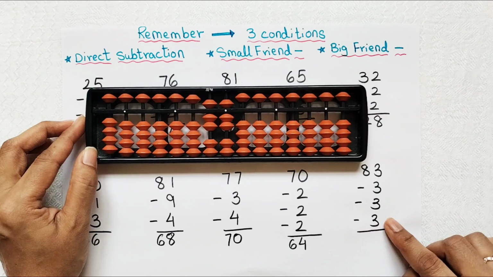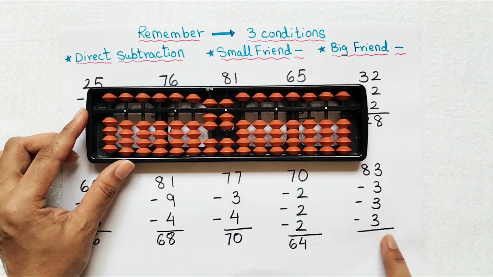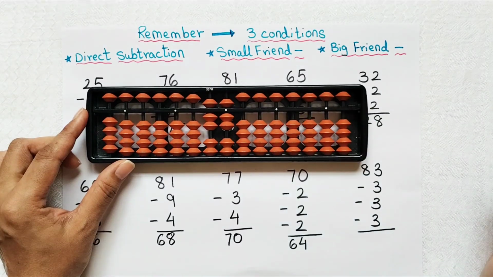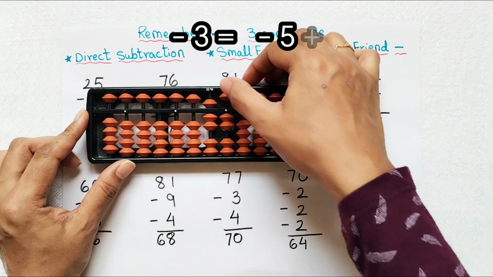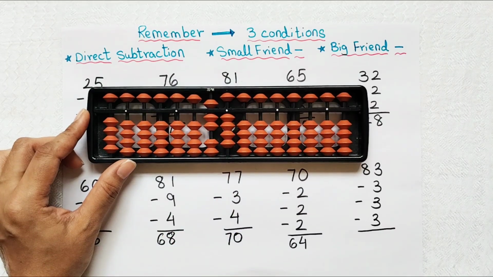Next, less 3 is, again, direct subtraction I cannot do. I have to use the small friend formula. So that is less 5 plus 2. My answer is 74.